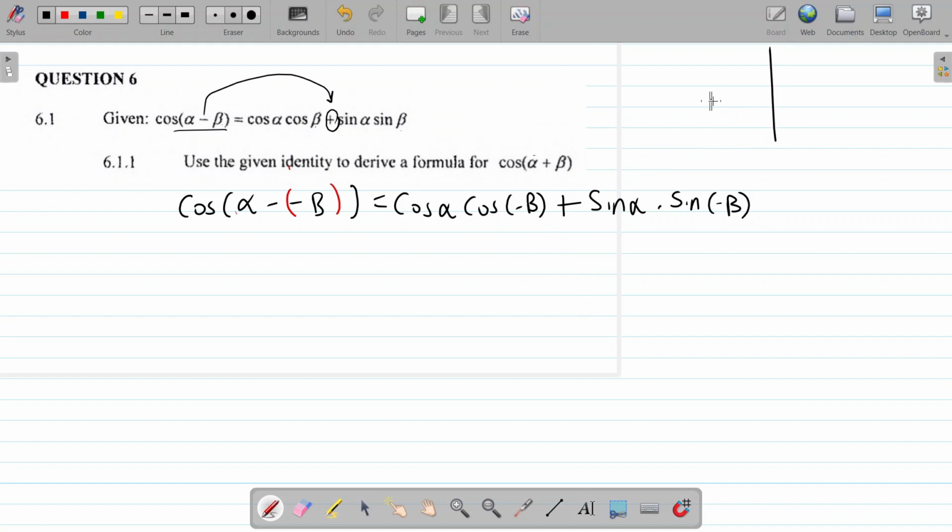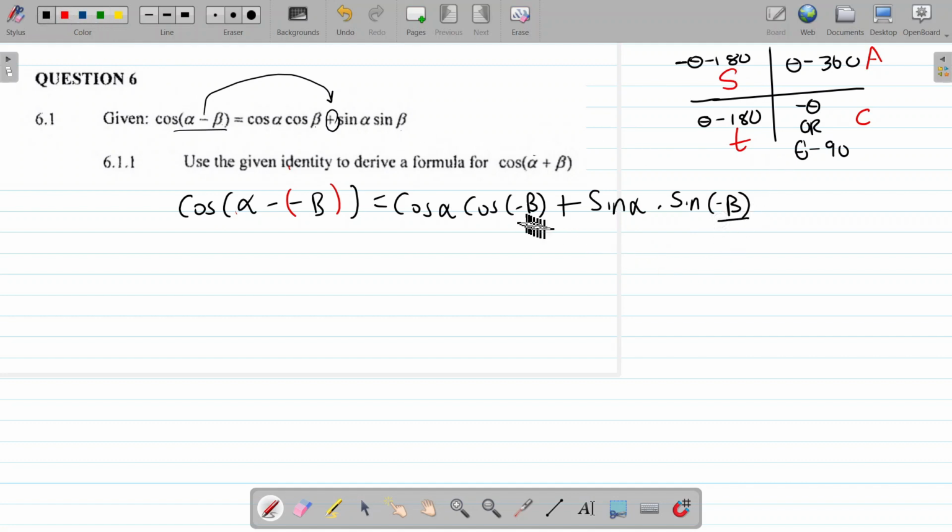So now remember also that a negative angle is in the fourth quadrant. And just for information's sake, theta minus 90 is also the fourth quadrant. The first quadrant is theta minus 360. The third quadrant is theta minus 180. Second quadrant is minus theta minus 180. In the first quadrant, all of them are positive. In the fourth quadrant, cos is the only one positive. In the third quadrant, tan is the only one positive. In the second quadrant rather, sine is the only one positive. So notice that when we have a negative angle, we're implying that we're in the fourth quadrant.